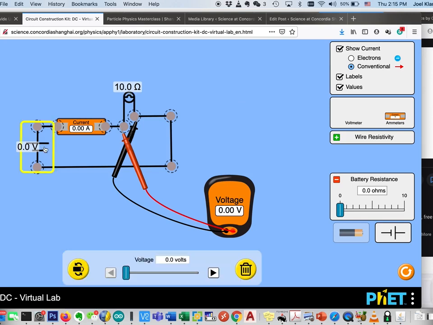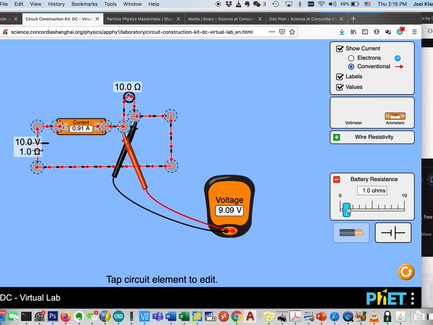So let me click on that real quick and give my battery 10 volts. And sure enough, you can see that there's 1 amp of current flowing in the circuit. The voltage drop across the light bulb is 10 volts. Okay, let's go ahead and give our battery some internal resistance. If I give it 1 ohm, now notice that my current's smaller and my voltage drop is smaller. And sure enough, if you measured it here, I don't have another voltmeter.